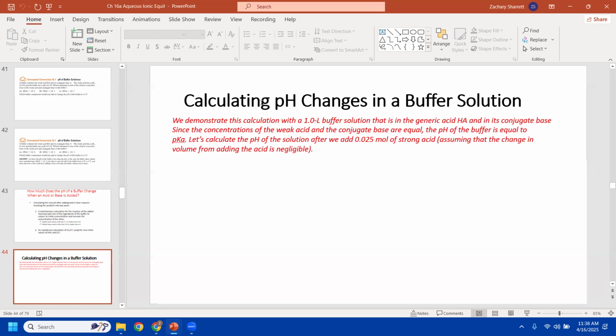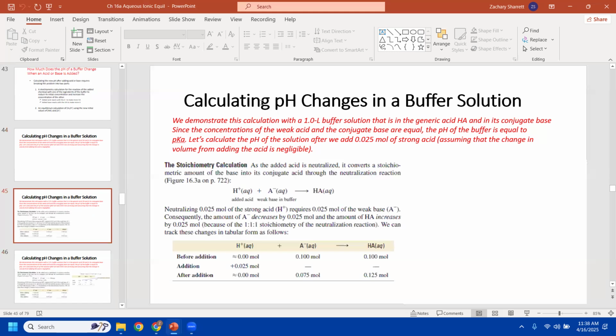We demonstrate this calculation with a 1 liter buffer solution that has the generic acid HA and its conjugate base A minus. Since the concentrations of the weak acid and the conjugate base are equal, the pH of the buffer is equal to the pKa. Let's calculate. So where's the problem? Okay, here's the problem.